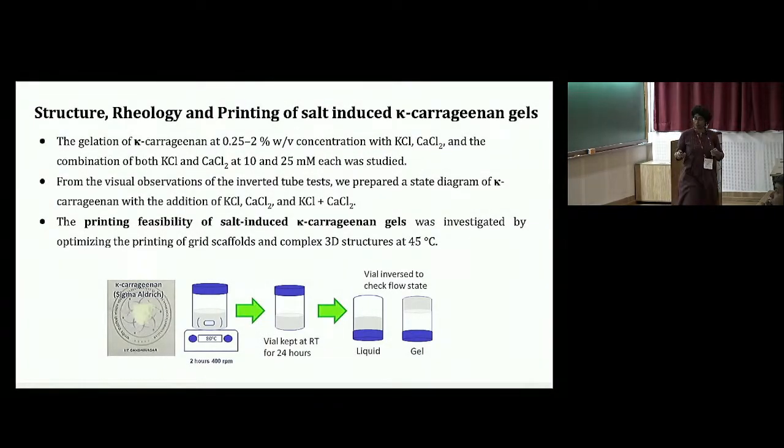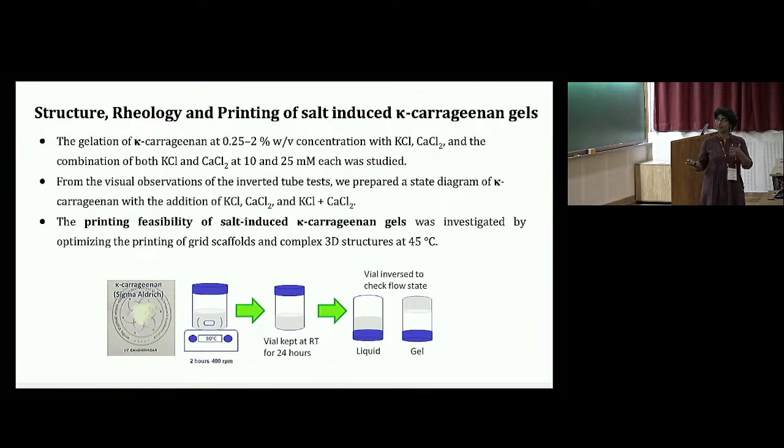So first, let me briefly describe the methodology. First, I'll present the kappa carrageenan in salt-induced gels. This is the kappa carrageenan which we buy commercially. Since this dissolves at high temperatures and forms a liquid-like sample, we dissolve it at 80 degrees Celsius, and then we cool it, and we keep the vial at room temperature for 24 hours. And we'll see that depending on how much kappa carrageenan we add and how much salt we add to the solution, I'll have either liquid-like or gel-like samples.